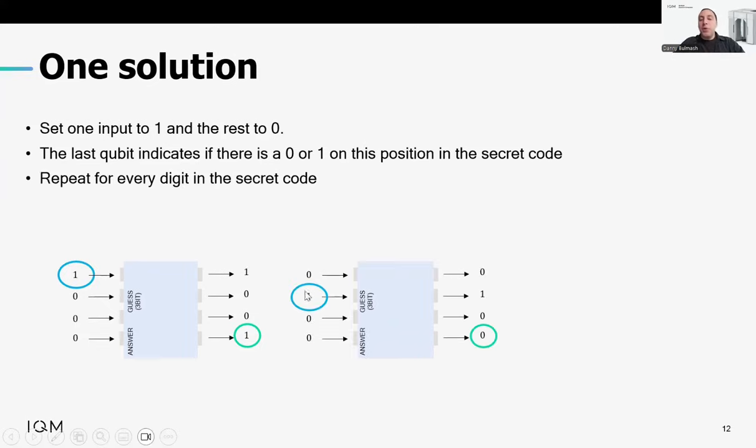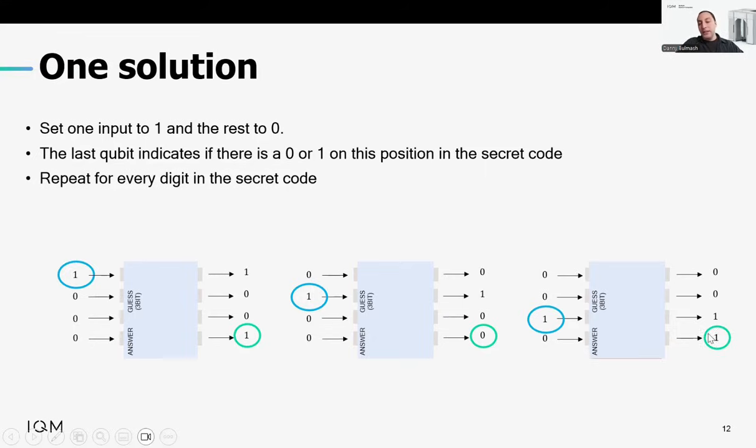Similarly, if we input a 1 in the second spot and we find that the answer qubit did not get flipped, that means the secret code must have a 0 in the second spot, because the only chance we had to flip the answer was with the second spot in the code, and the answer qubit didn't flip. That means there couldn't possibly have been a 1 in the secret code. The only time the answer gets flipped is when the code and the input agree on a 1. And we can do the same thing for every single digit in the secret code.